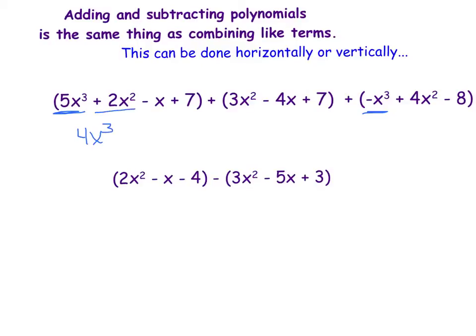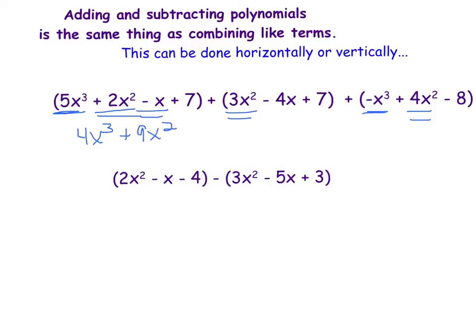And then I'm going to find my next highest, which is the squared. There's 1 in each of them. So 2x squared plus 3x squared plus 4x squared. Remember, we add the coefficients, but we leave the exponent and the variable alone. So 2 plus 3 is 5, plus 4 is 9. So this is 9x squared.